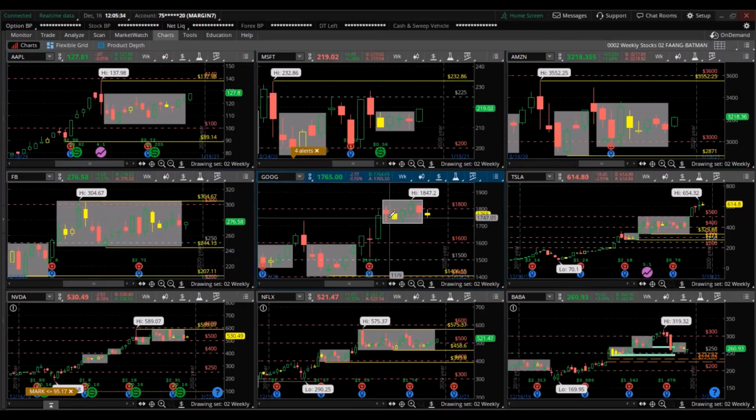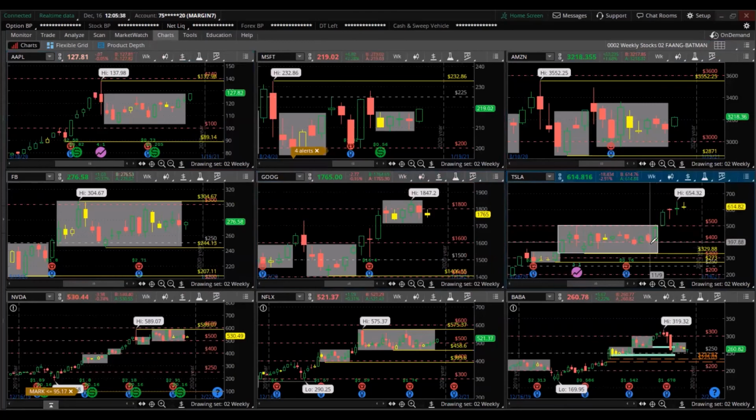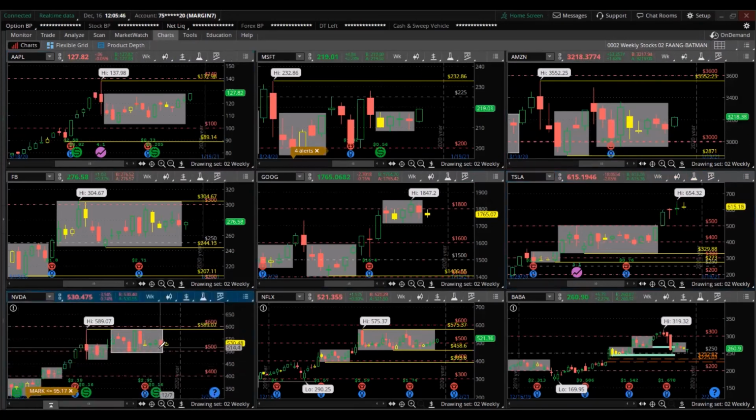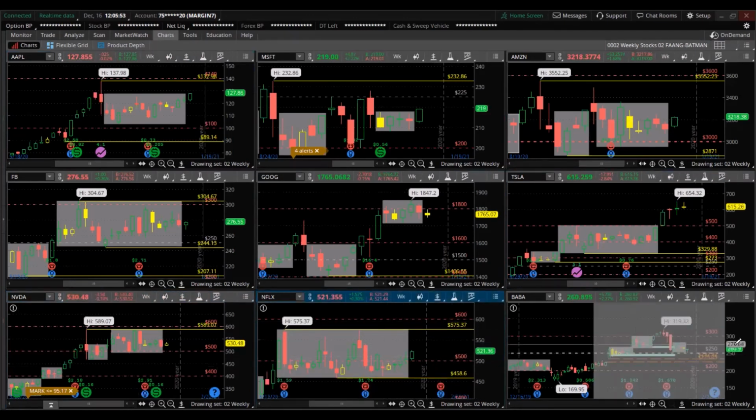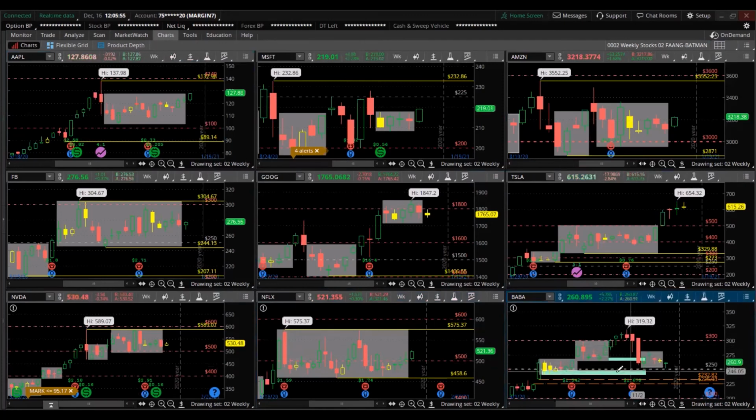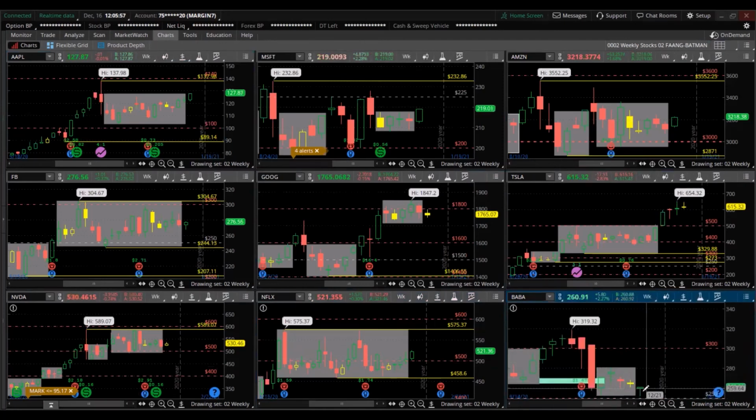Google, inside candle, indecision for the week. Tesla, trending, inside candle for the week, but it's in a trending phase, much better than some of these other ones. November, Victor, Delta Alpha, inside candle, indecision, in consolidation. Netflix, green for the week, inside consolidation. Bravo Alpha, way off its highs, inside consolidation.